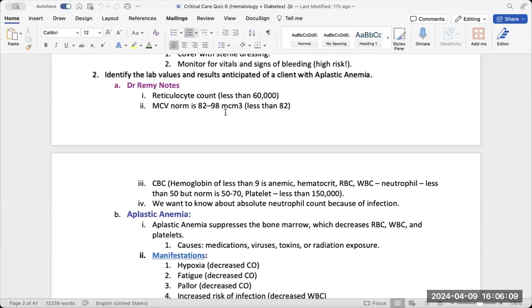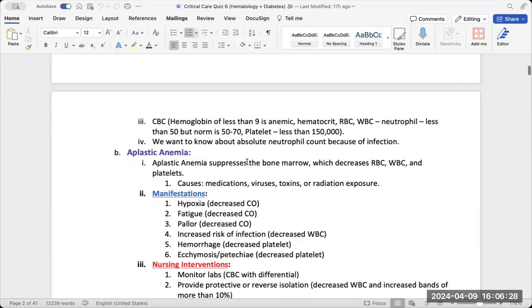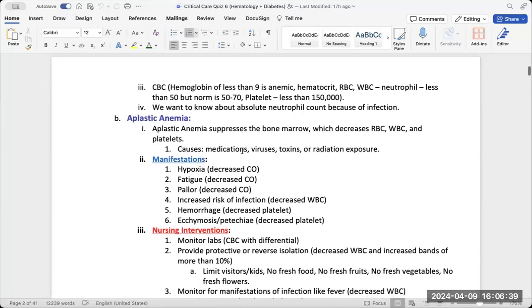I just want to point out that the levels, I don't know if she's going to specifically ask about the levels, but the reticulocyte count for aplastic anemia should be less than 60,000. MCV, which is like we said, the size of the cells, should be like 82 to 98, but it is going to be less than 82 because we're talking about anemia. And of course, for our RBCs, WBCs, platelets, hemoglobin, hematocrit, we expect all of them to be decreased, especially that neutrophil count. So just keep that in mind.